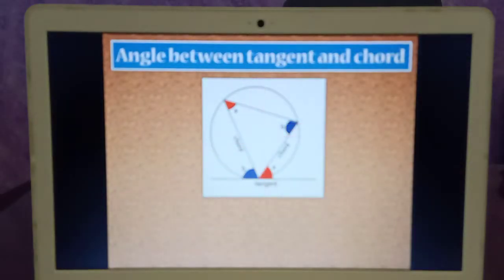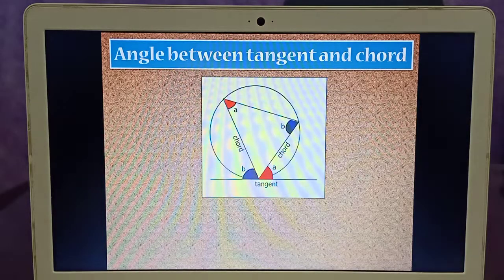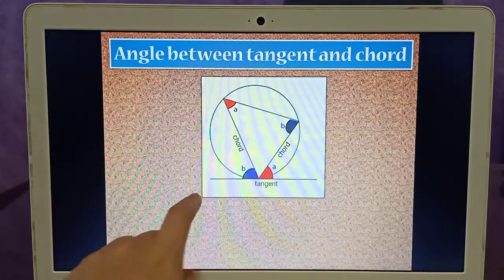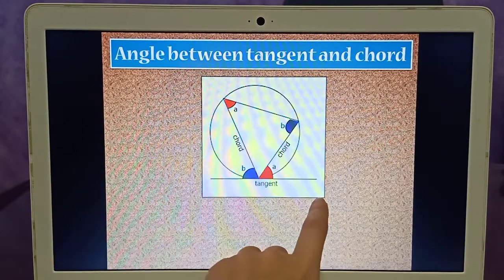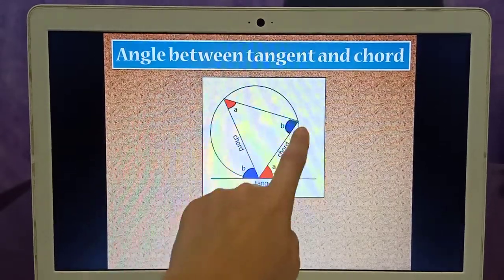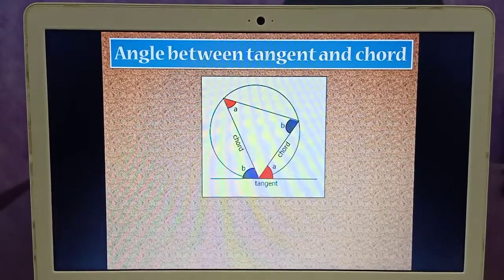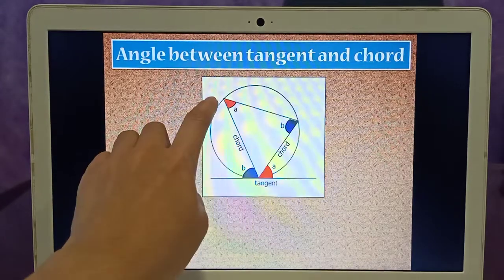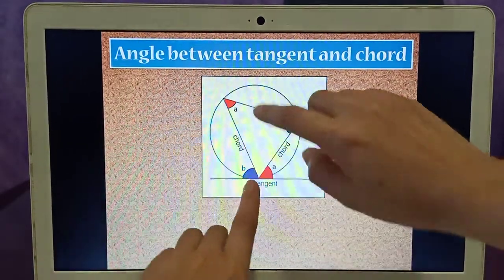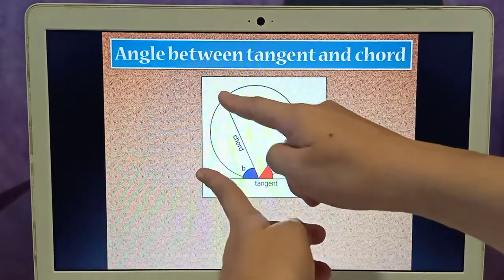Okay, angle between tangent and chord. So I hope you know already what is chord, what is tangent. So let's look at this one. This line is the tangent, and these two are actually the chord. This one actually also the chord. So what can we say about the angle between the tangent and the chord? This angle is actually between this tangent and also this chord, right? So there's an angle here.